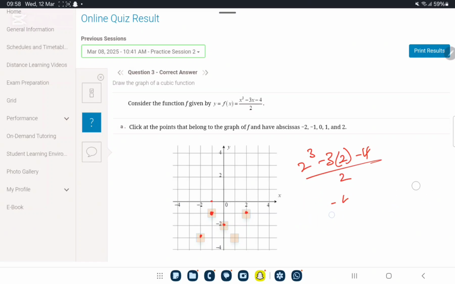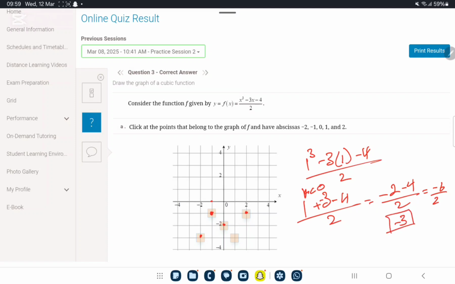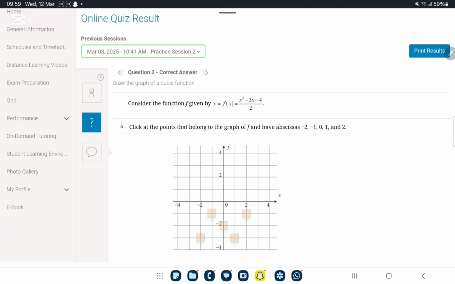And then for the last one, it's 1. Sorry, I skipped the 1, but you have to do 1. They asked for specific values. So 1 cubed is 1, minus 3, minus 4, over 2. Minus 2 minus 4 over 2, minus 6 over 2, you get minus 3.